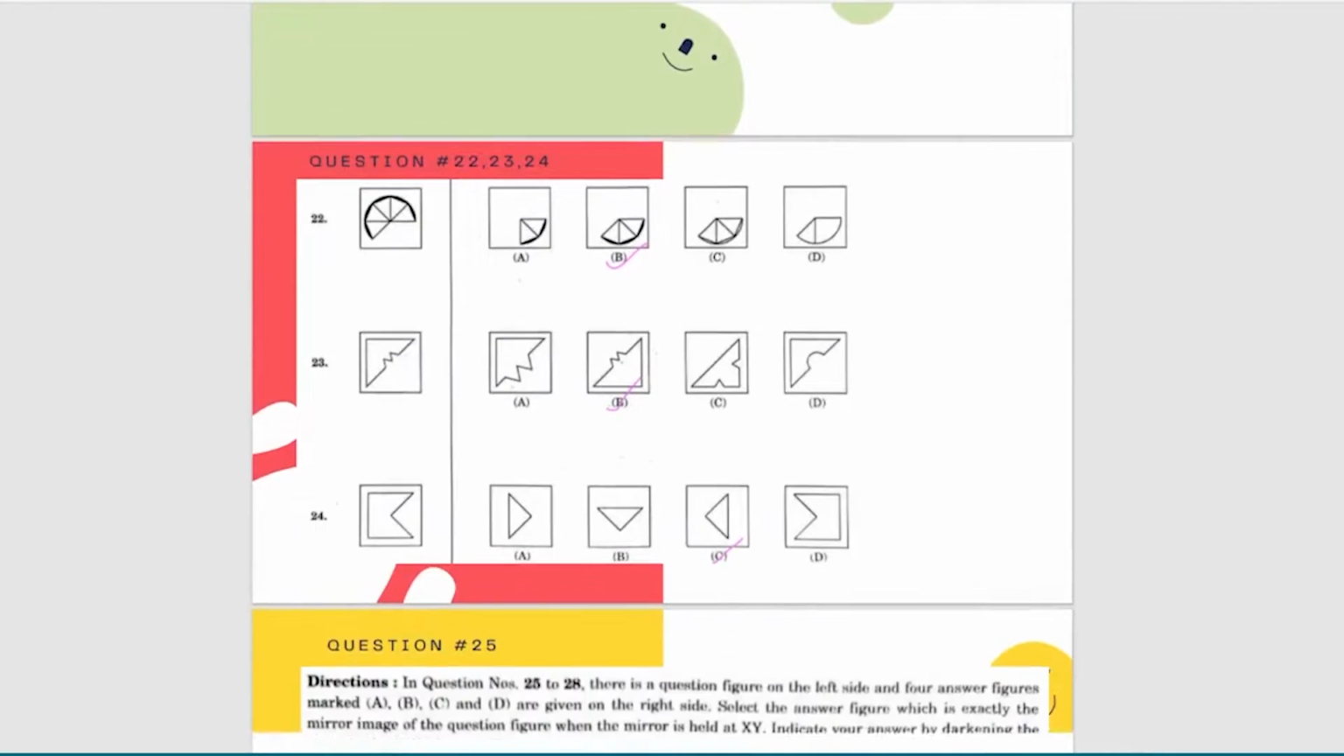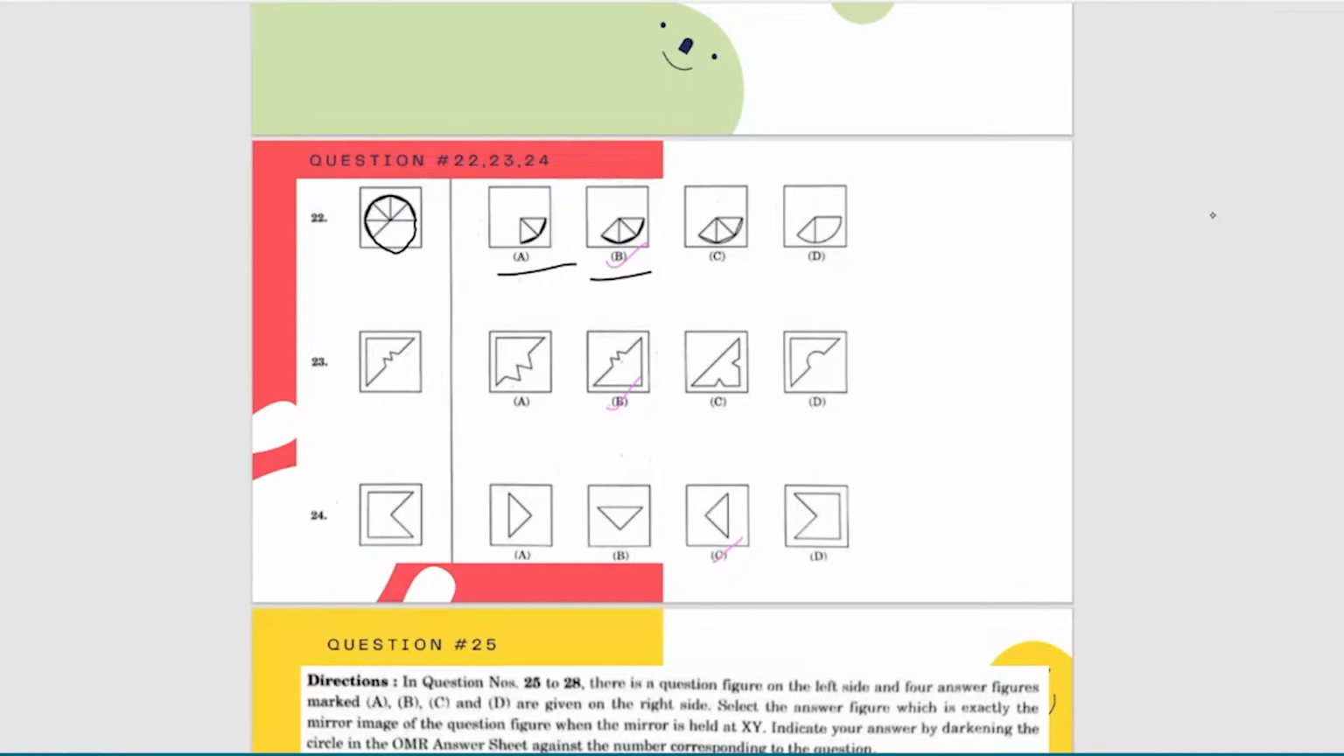Now let's look at this question. Here we can see that there is an incomplete circle. So first again let's do our trick. Let's complete the circle. Then we have to figure out whether it is option number B or C. Okay. Now over here we can see whether it is option number A or B.